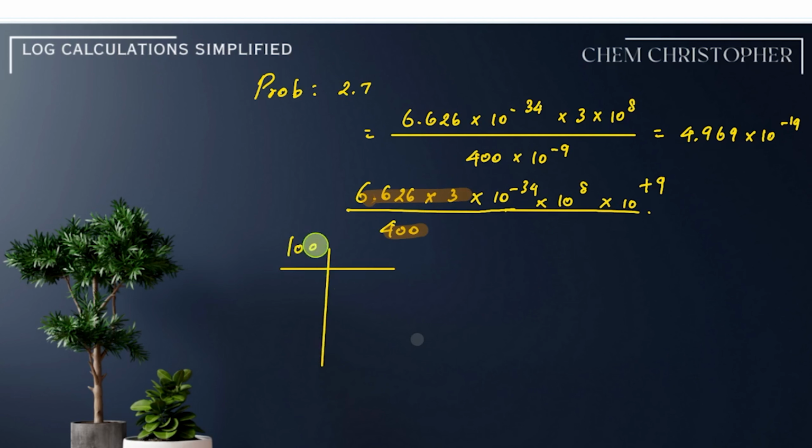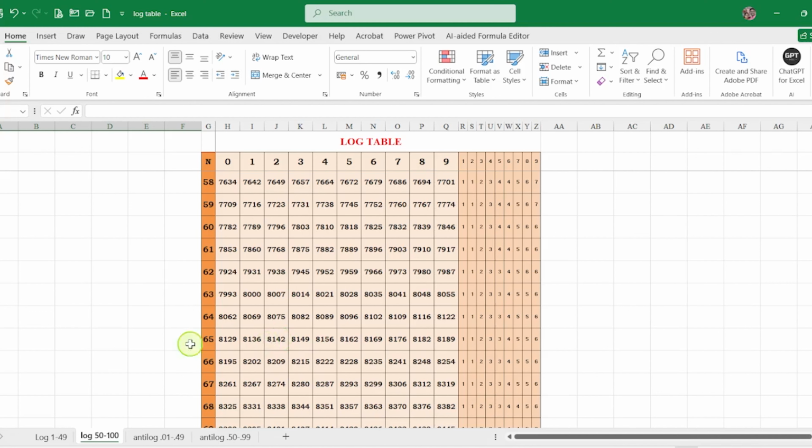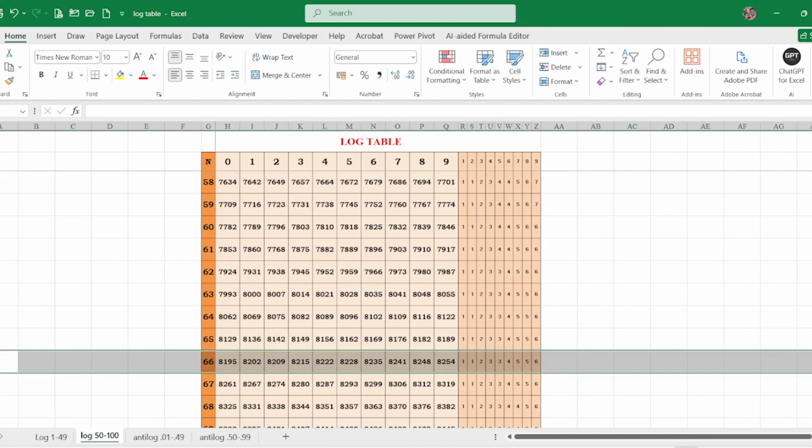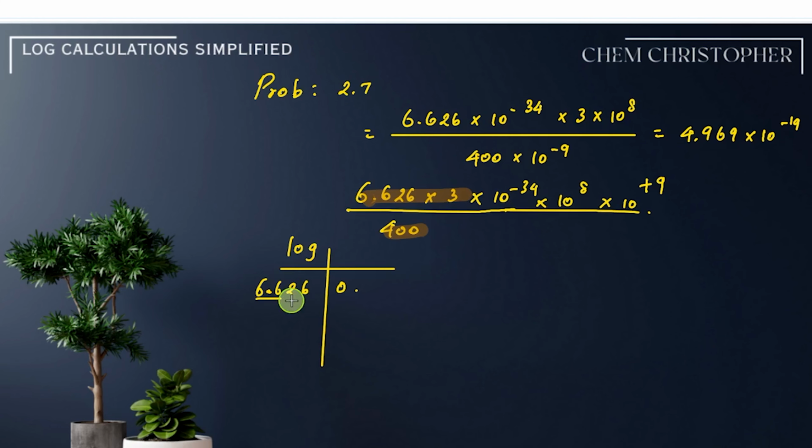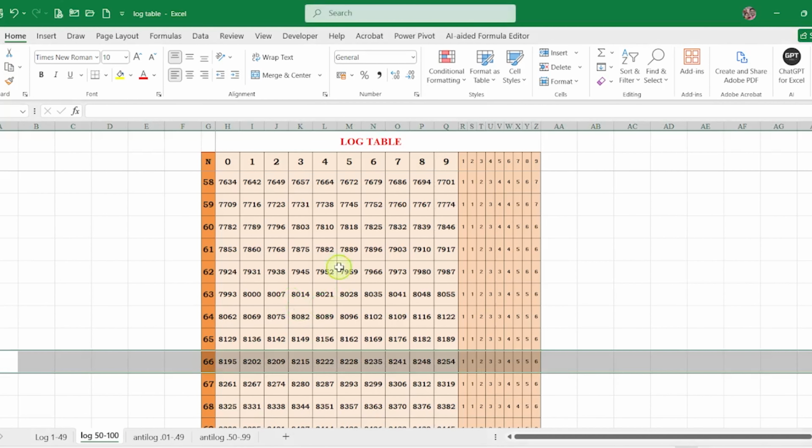I'm going to take the log value for 6.626. Now look at the decimal place and see whether you need to move left side or right side. No, I don't need to move anywhere. So I'm writing 0 point. You have to see the log table in the 66th row. So here I have the 66th row. Then the third digit is number 2. You have to go to column number 2 here. I get the number as 8209.